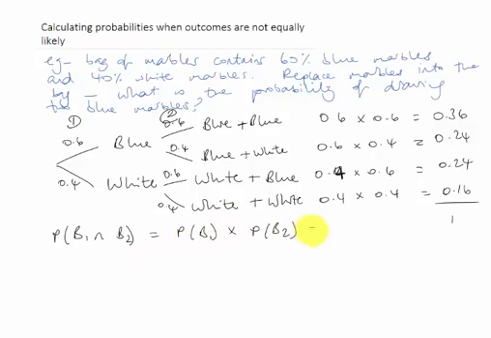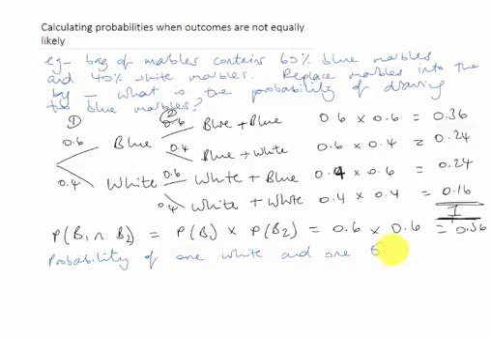So the probability of a blue for the first time is 0.6 times the probability of a blue for the second time, which is also 0.6, so that's 0.36. Now how about the probability of one white and one blue in any order? Here, that's these guys, so that's 48% of the time. We can see that from our probability tree, but we could write it out like this instead.